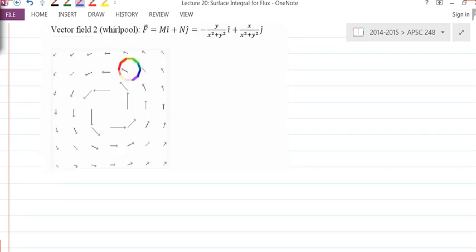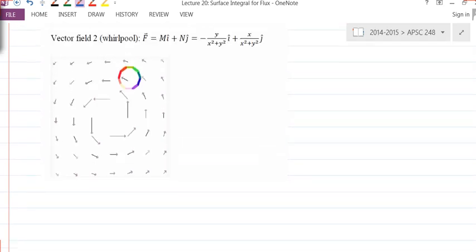This is another example I give you. This is a whirlpool. As we mentioned, you find that del cross V equals 0 at any point other than the origin.